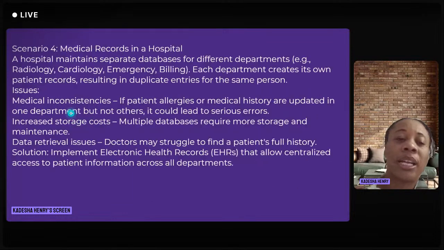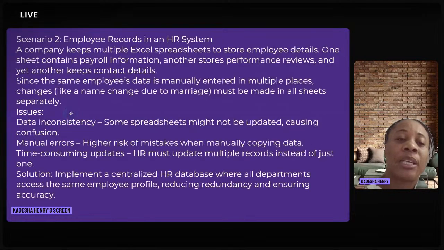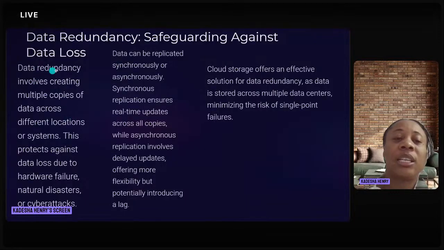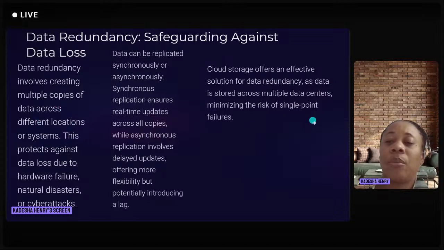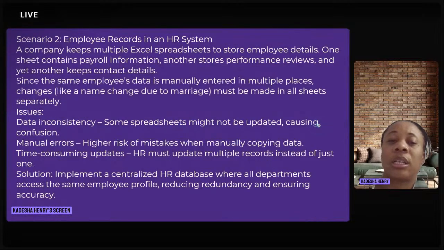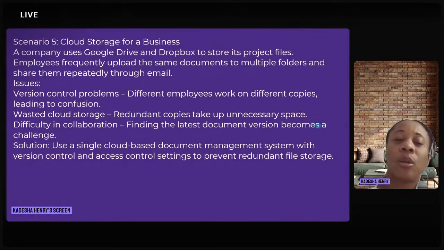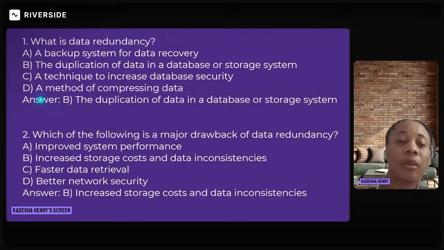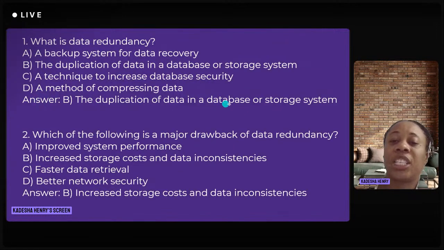Do you remember that? Let's go right up there. So you can see, data redundancy involves creating multiple copies of the same data across different locations or systems, right? And we protect against loss. So the answer would be the duplication of data in a database or storage system.